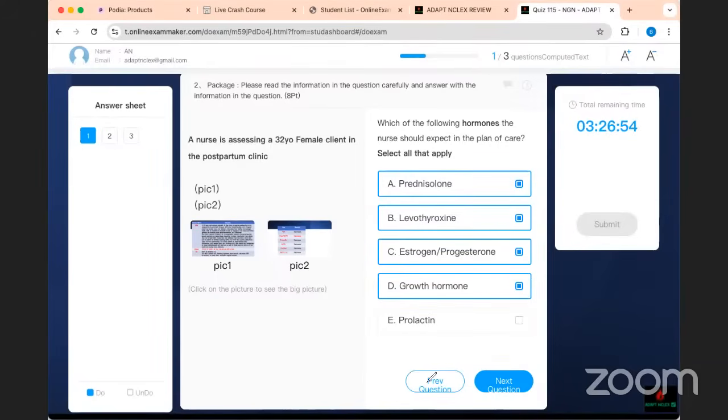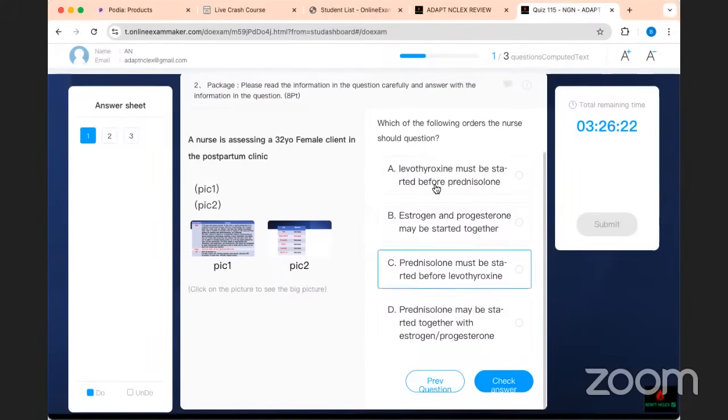So if you don't know, that's the content. We cannot make prolactin. It's a natural production of breast milk, production of milk. There is no prolactin replacement. We have not been able to reproduce prolactin, so nobody can reproduce prolactin. So it's A, B, C, and D that is your right answer. There's no prolactin, so E is not included.